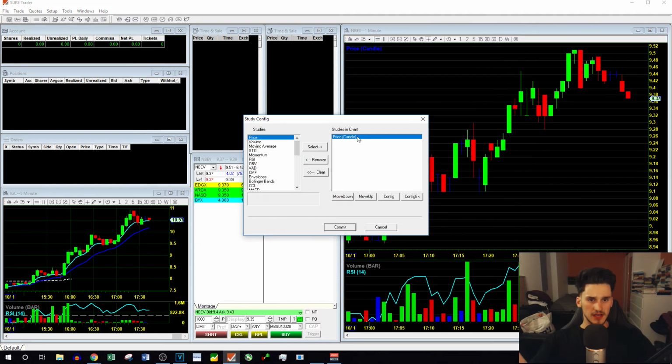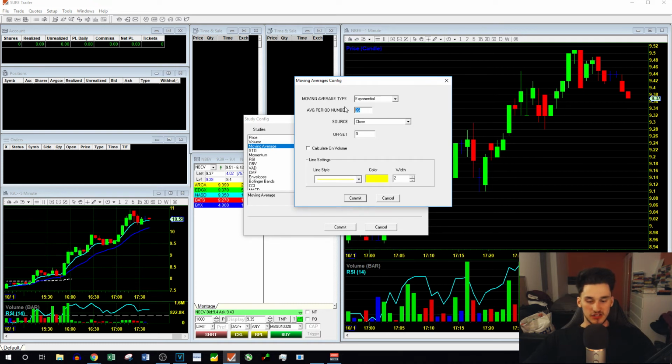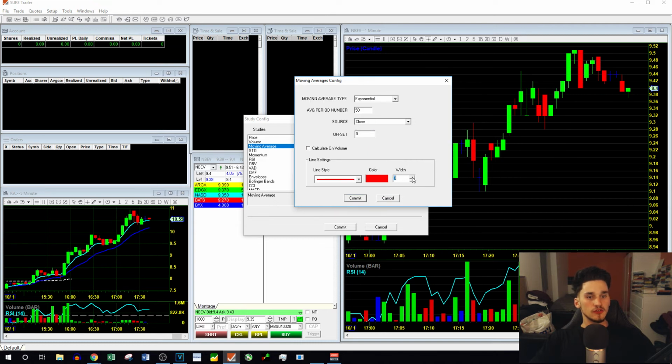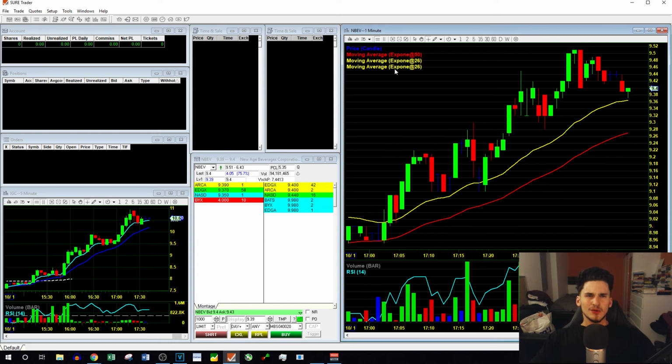In study config, we want to add some moving averages. So we double click on the moving average, maybe you want 3, and now you can double click on the moving average and set your own time intervals. You can choose from the simple, the weighted, the exponential, smooth, and volume weighted. I have the exponential. You can change the color like so, maybe we want red, and you can also change the thickness. If we just add this one on here, now you can see we've got the price and the moving averages.